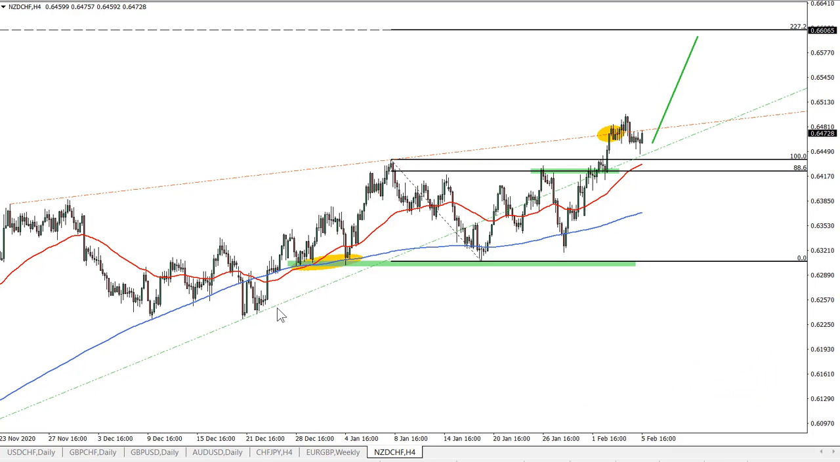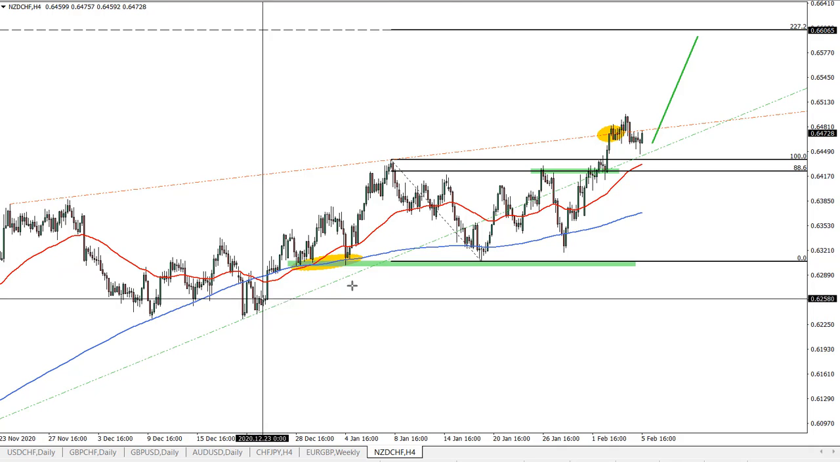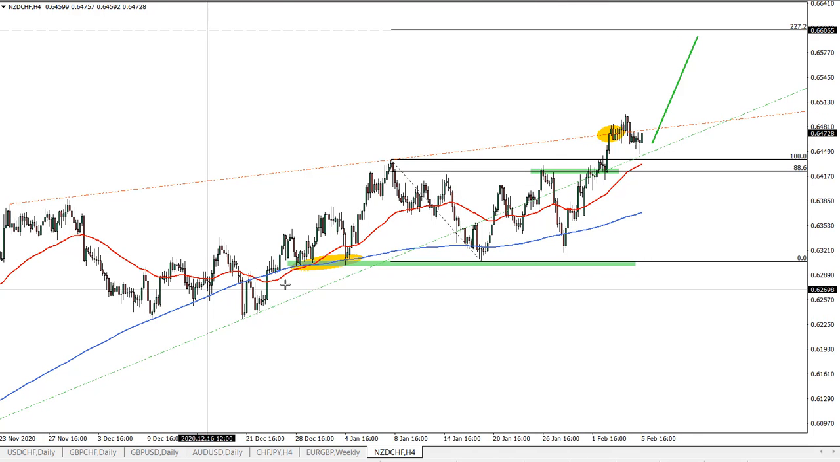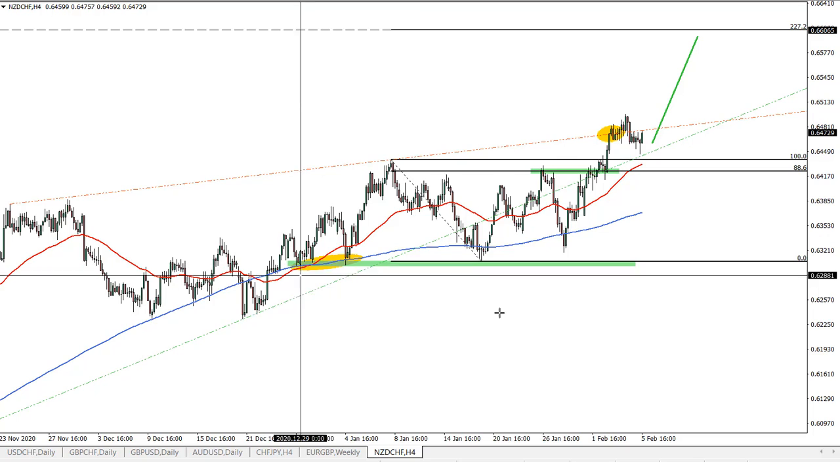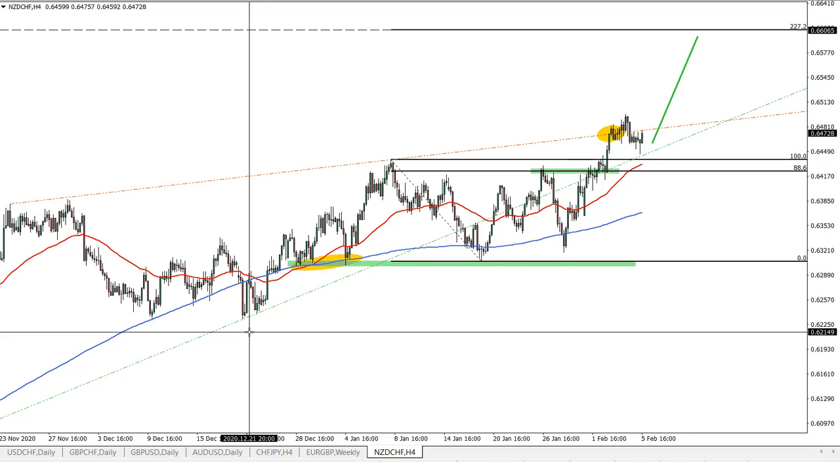All right, let's move to the New Zealand versus the Swiss franc price action on the 4-hour chart. And what we have is the clear uptrend. Price continues to rise, higher highs and higher lows are being produced. So the question is how far it could continue to rise.